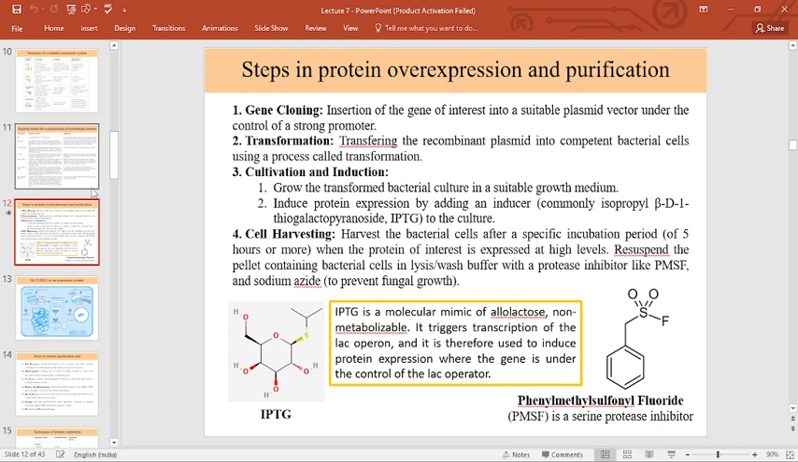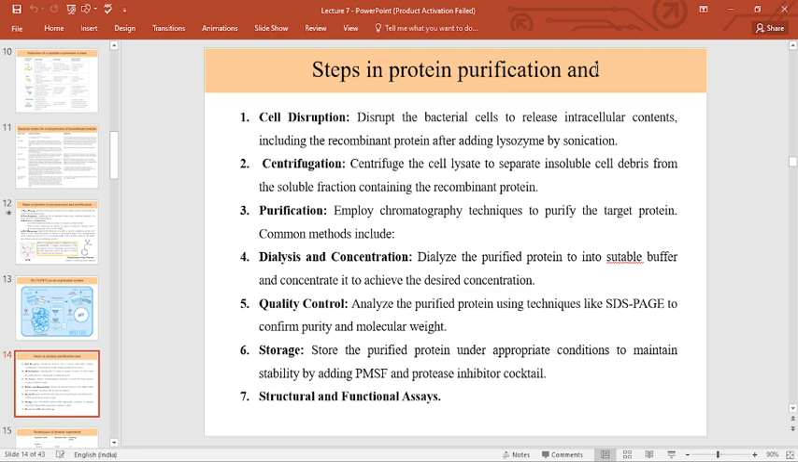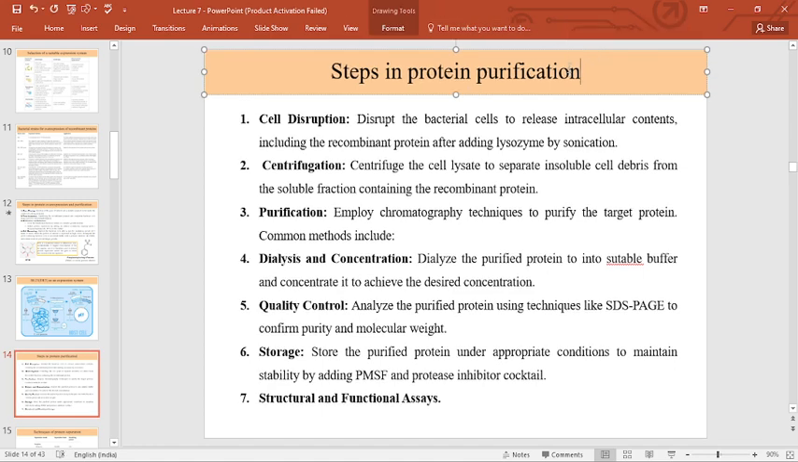Then we will look at the other steps in protein purification. Okay, overexpression and purification. Right. So there is cell disruption. For this we use sonication and we add lysozyme to the cells. So what happens? Lysozyme breaks up the cell wall, and during sonication, ultrasonic waves are made to disrupt the walls of the cells. Then what happens? All the contents of the cells come out and the protein comes out in the solution. You centrifuge it. So if the protein is soluble, it will remain in the supernatant and all the cell debris and everything goes down into the pellet.